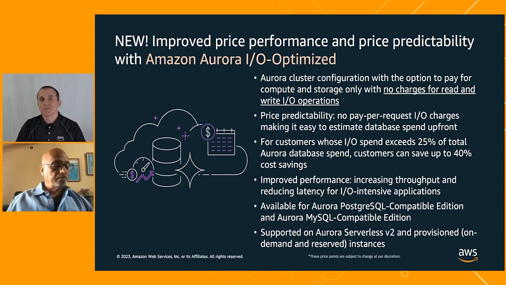This improvement in price performance can result in up to 40% cost savings when IO spend exceeds 25% of your total Aurora database spend. So the cutover is about 25%. Right. If 25% of my spend is on IO, then it's worthwhile looking at IO optimized instances. And I would imagine that applies to a lot of people. And that 40% saving is substantial.